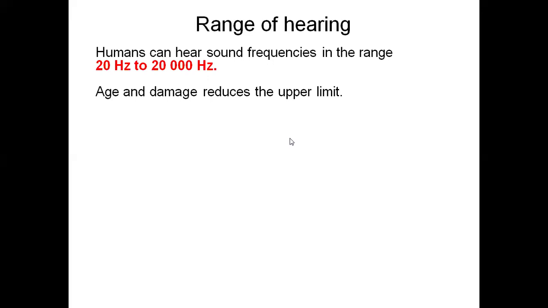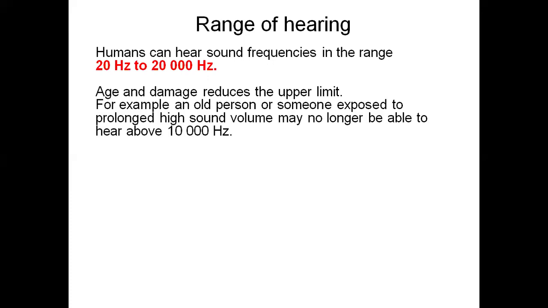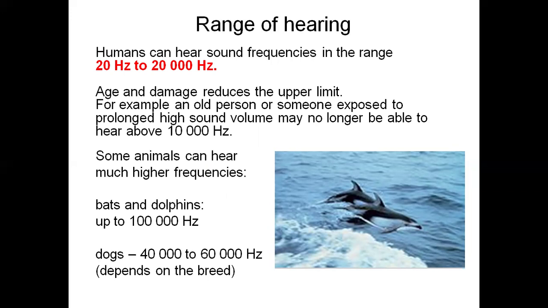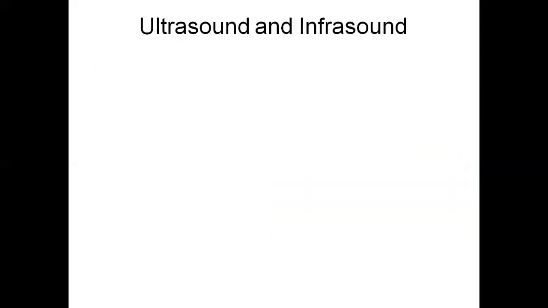Age and damage reduce the upper limit. The upper limit is 20,000 hertz, but a person who is old, or who has experienced some accident or was exposed to prolonged high sound volume, may not be able to hear above 10,000 hertz. Some animals can hear much higher frequencies, like dolphins. They can hear up to 100,000 hertz. Bats can also hear up to 100,000 hertz. Dogs hear 40,000 to 60,000 hertz, depending on the breed.